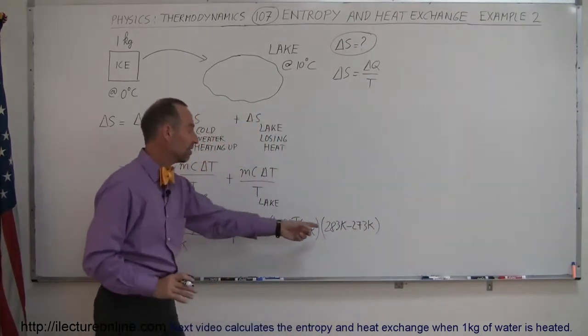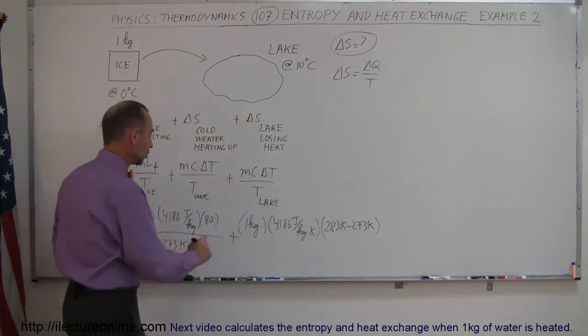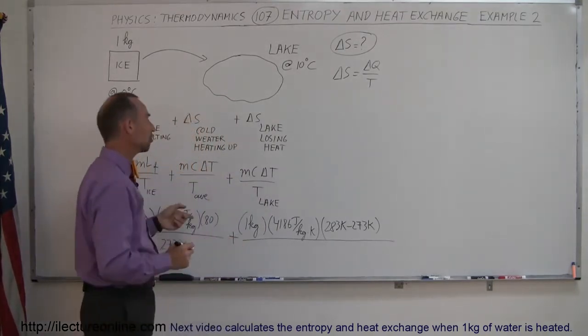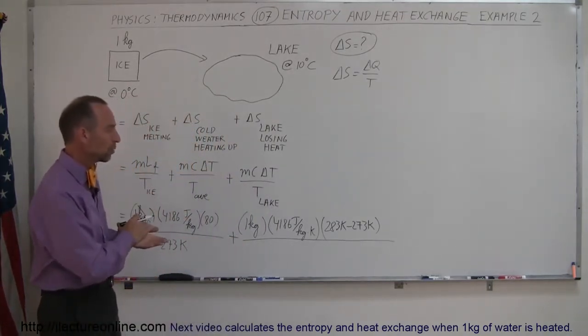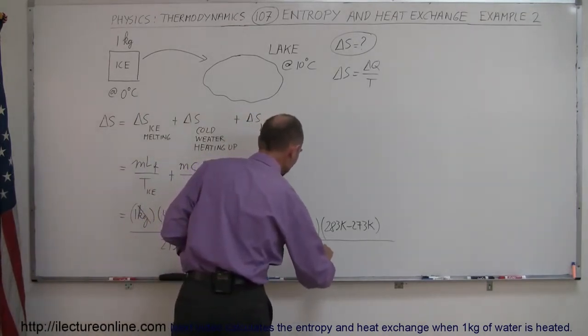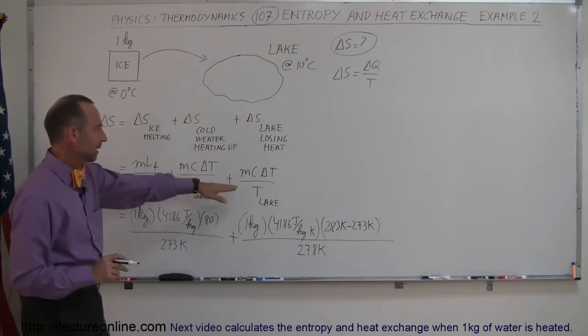So we can say that's T final minus T initial, and therefore it gives us a positive quantity, which is good, divided by the temperature of the lake, or the average temperature, which would be between 283 and 273, we could say 278. So 5 degrees centigrade is 278 Kelvin. And then finally, the lake.